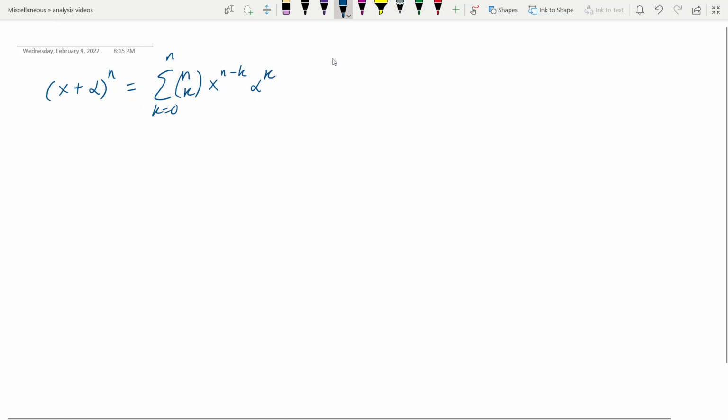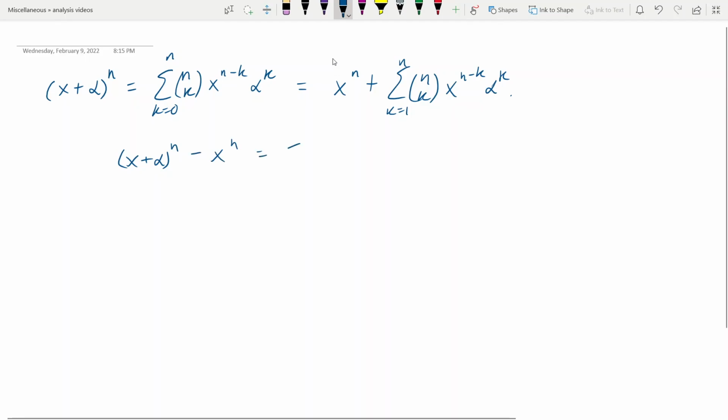I'm going to do something a little strange here. I'm going to actually peel off the k equals 0 term, which you can check is x^n. And so the remaining terms of the sum will now go from 1 up to n. Everything else will be the same. And so now I'm going to rearrange things a little bit. I'm going to have the difference here, (x + alpha)^n minus x^n, equaling the sum that I just wrote.